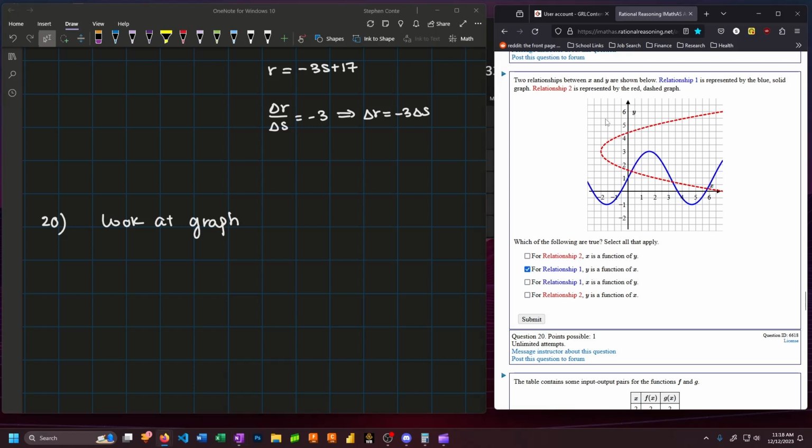For relationship 2 though, obviously we fail the vertical line test, right? Because if I make a straight line at any point here, I'm going to have a y value at the same x value twice. So for x is equal to 2.5, for example, I have a y value at something a little bit less than 1 and something a little bit greater than 5. So that fails the vertical line test. This can't be a function if y is a function of x. If x is a function of y though, meaning that our independent variable is y and our dependent variable is x, then if we did a horizontal line test, this would be a function. So relationship 2, x can be a function of y.